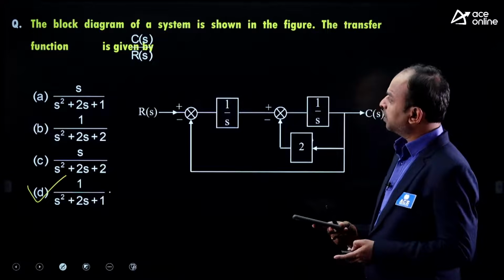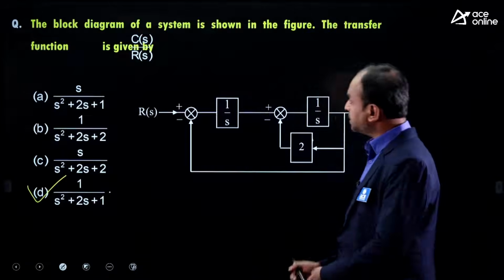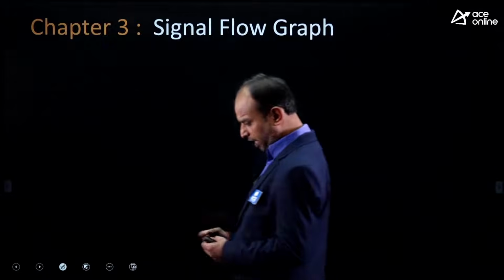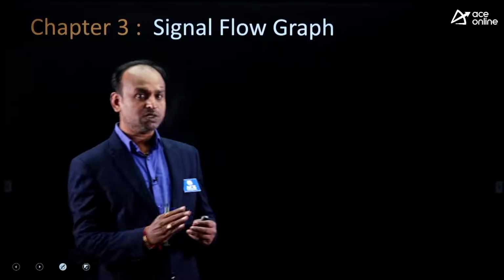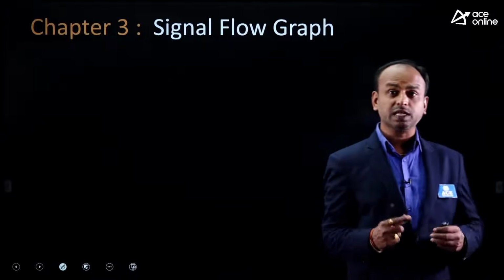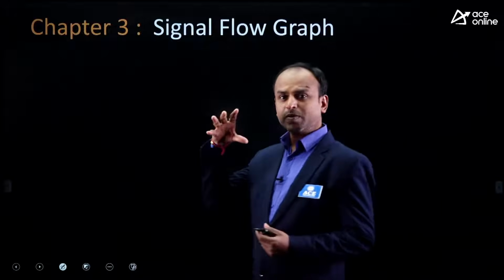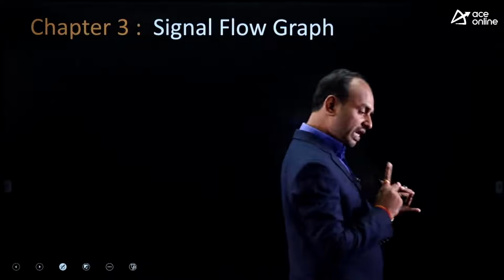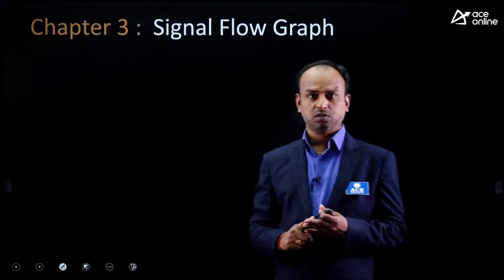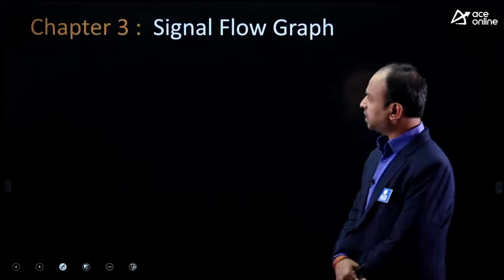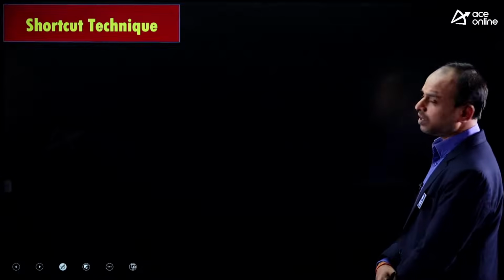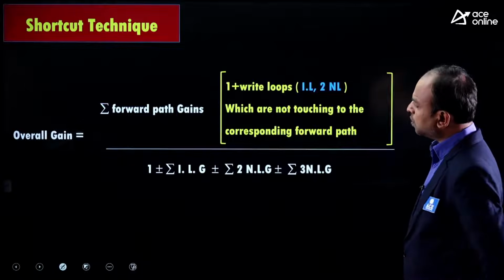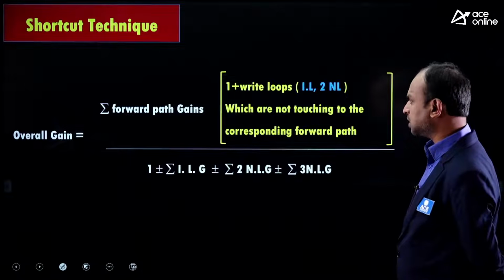Now, okay, good. Then for this type of question, let us discuss one technique in the signal flow graph. In the signal flow graph, what questions can you expect? The overall transfer function by using Mason's gain formula. Or the examiner may ask the number of forward paths, number of individual loops, number of two touching loops. These are the expected questions. Now we'll discuss how to solve the overall gain by a shortcut technique. Follow this technique, useful for both block diagram as well as signal flow graph.